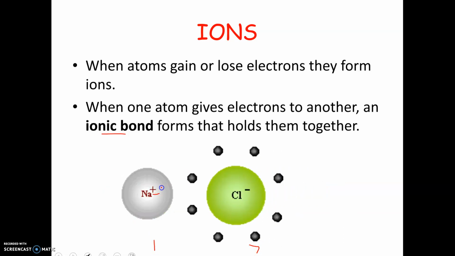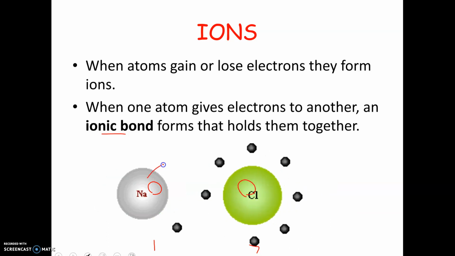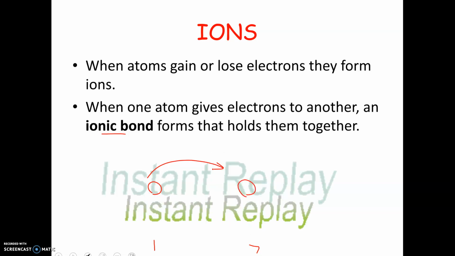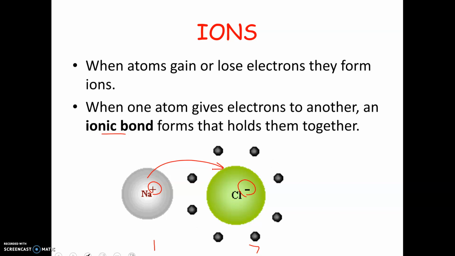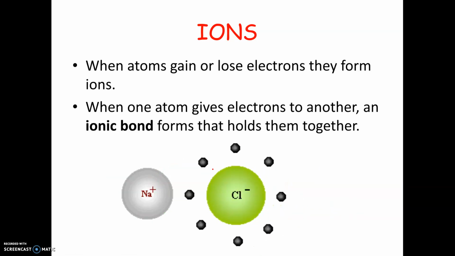And what ends up happening, see how this gets a positive charge and this gets a negative charge. So this one gave away its valence electron to the chlorine. This would now have a full outer shell, the sodium, because the shell beneath is full. And the chlorine would now have a full outer shell too, and the opposite charges hold them together.